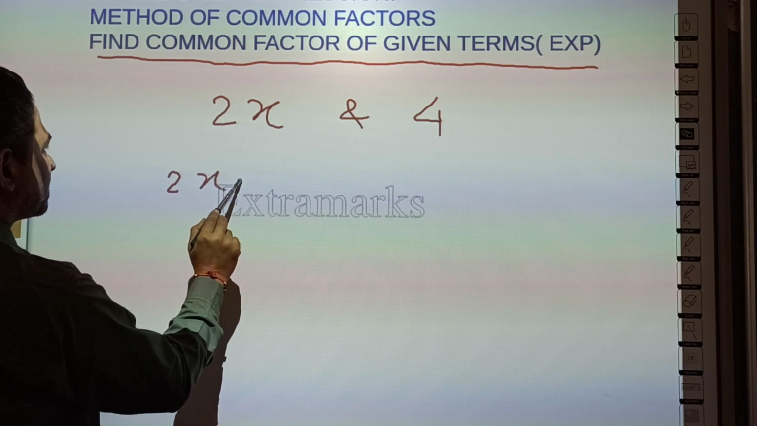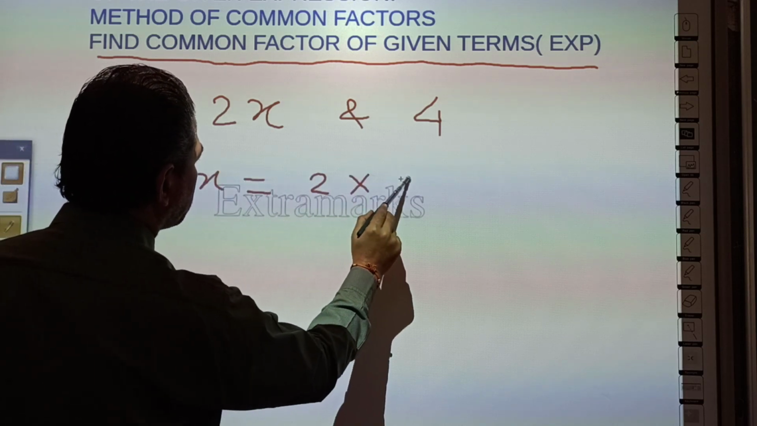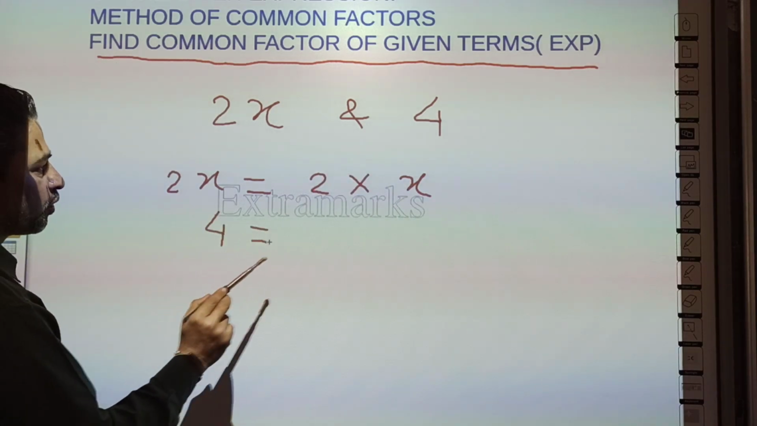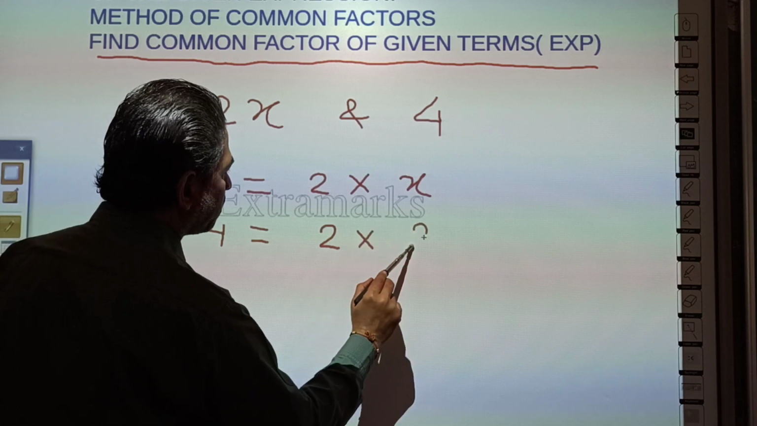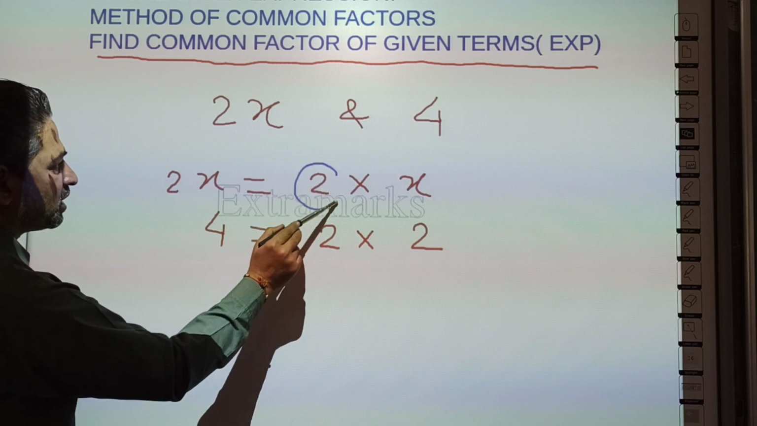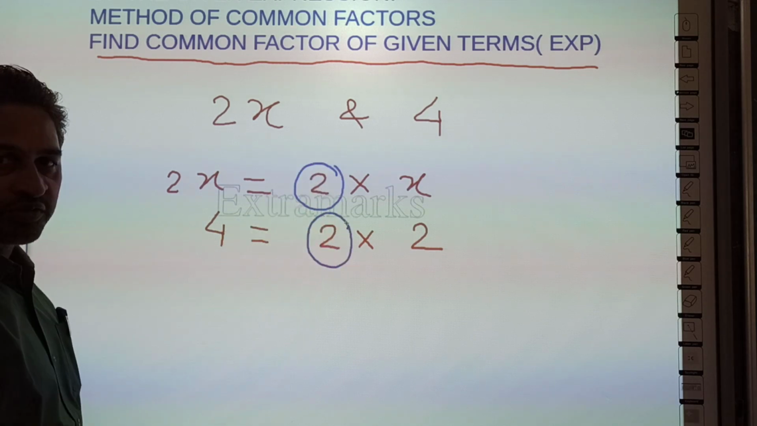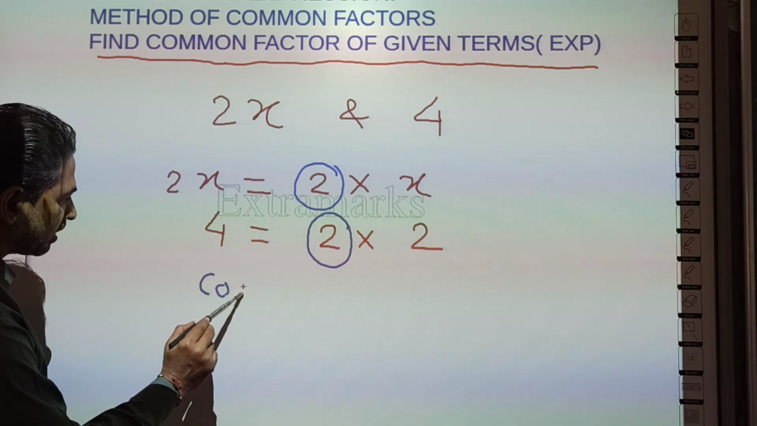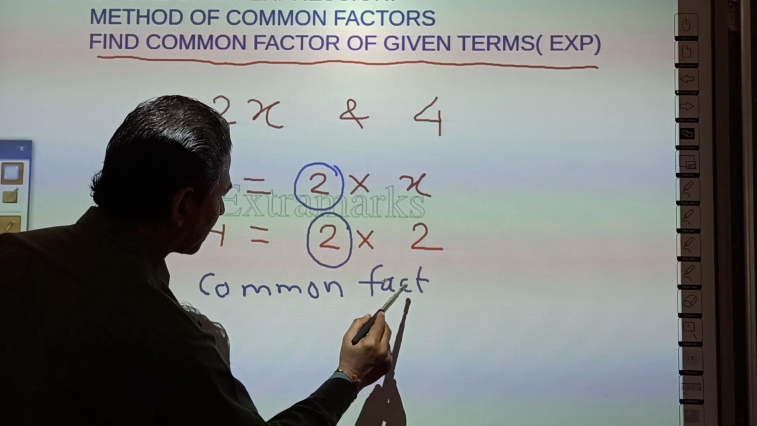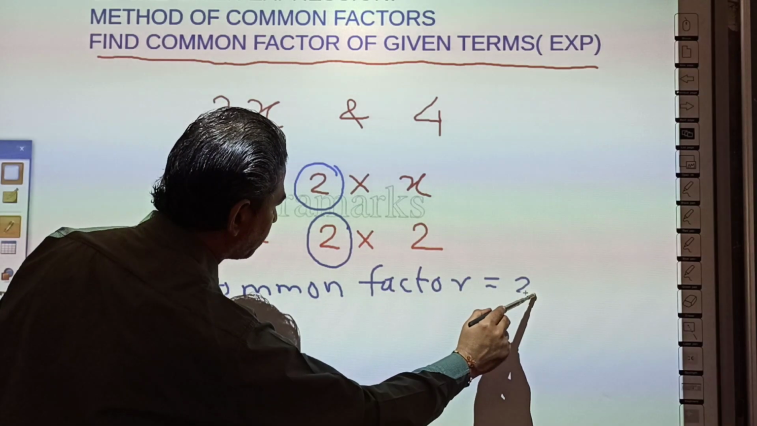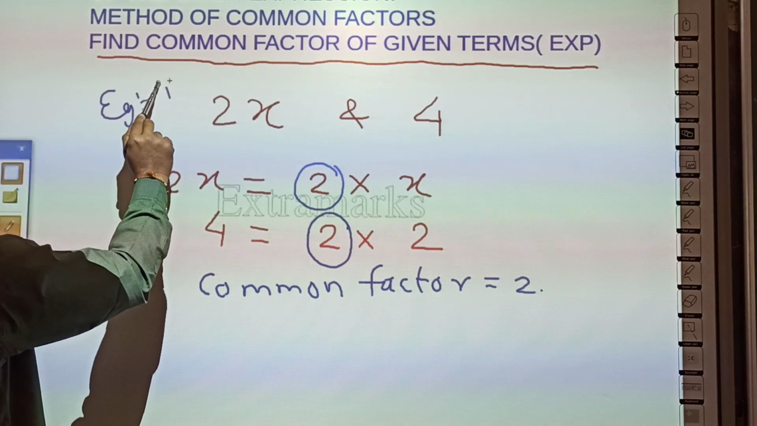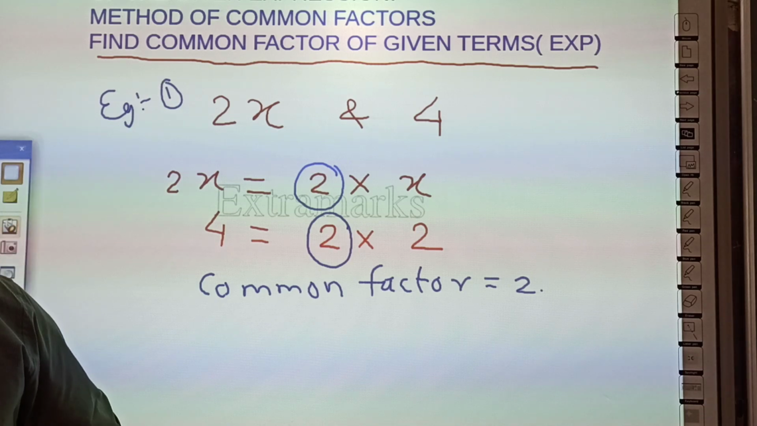तो 2x, this can be written as 2 into x. Second term is 4. So 4 can be written as 2 into 2. Now what we observe that in both the terms 2 is a common factor. So here we can say the common factor is 2. This is your first example. Let's take another example.